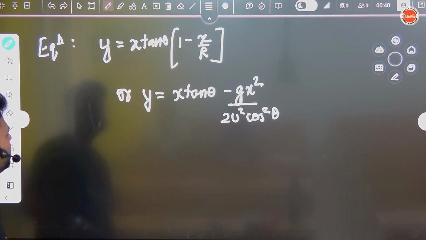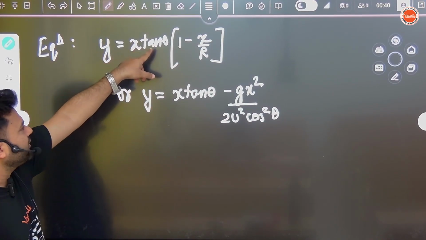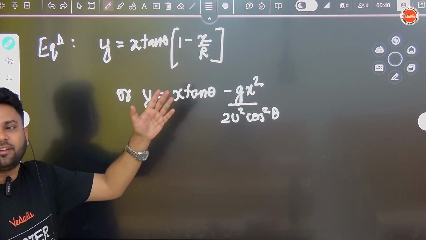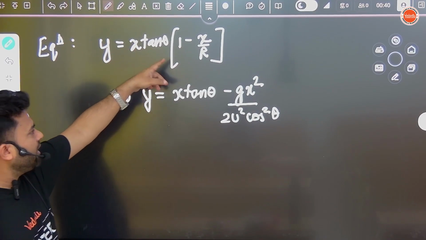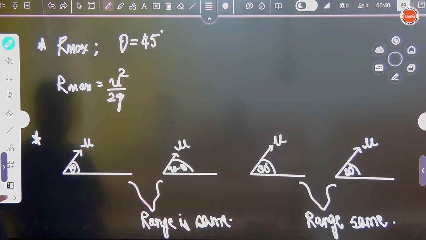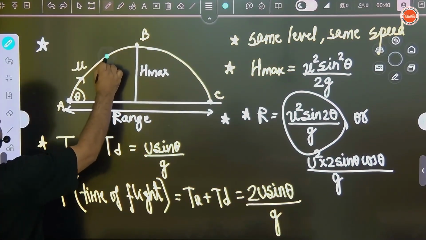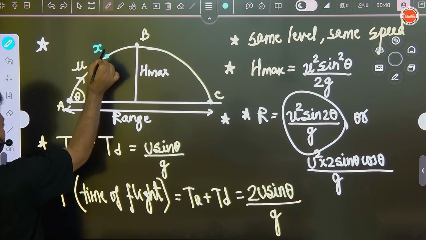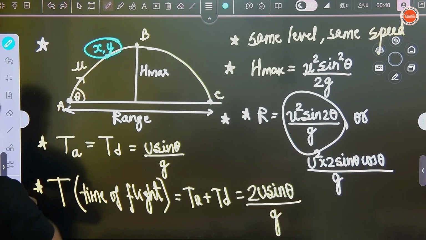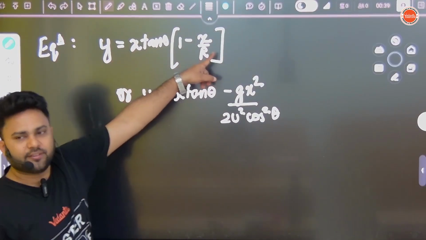Okay, what are these things? Y is the y coordinate, x is the x coordinate. Theta is the angle at which you throw the ball. R is range. Every point must have some x coordinate and some y coordinate, like for example this point. So these 2 coordinates will satisfy this equation.